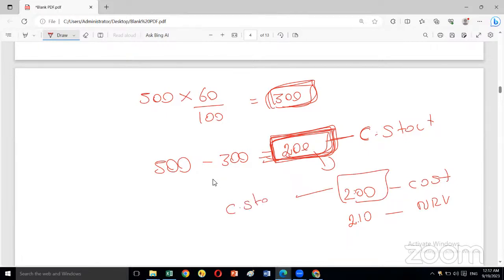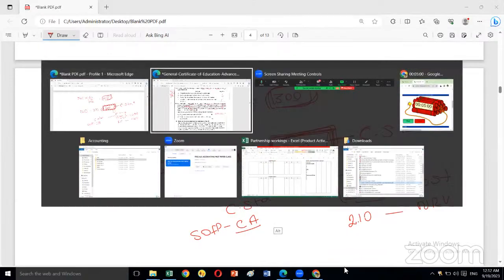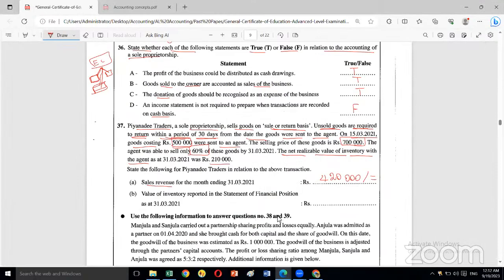I should record it as closing stock under current assets, under the statement of financial position. How much am I going to record as a current asset? 200,000. See the question: the value of inventory reported in the statement of financial position. Under the statement of financial position, cost or NRV, whichever is lower, that 200,000 is lower. That amount only I should record as a current asset. So how much? 200,000. Is it clear up to this?